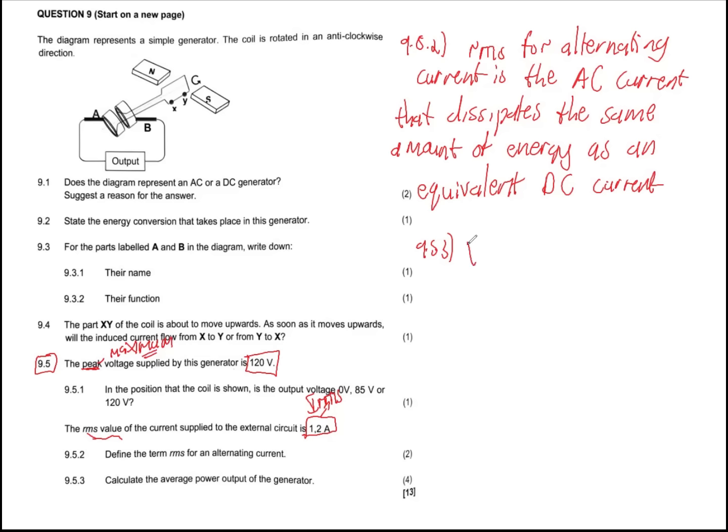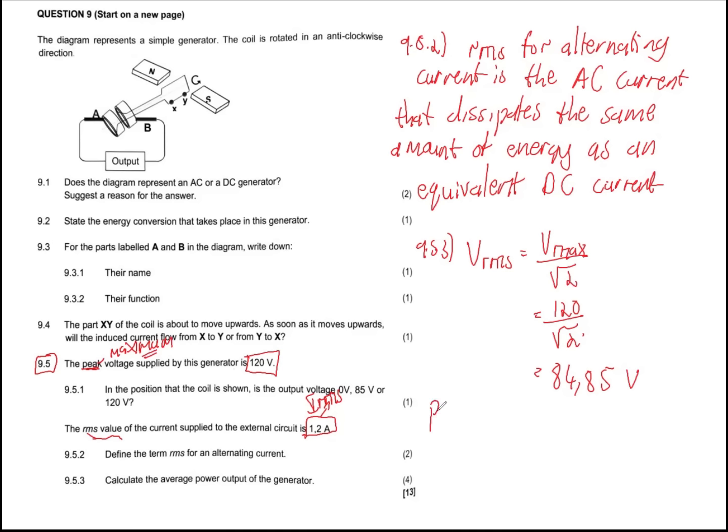So here we need to say VRMS is equal to Vmax over root 2. Now our Vmax is 120 divided by root 2. You will just quickly punch it into your calculator, and that will give us a value of VRMS of 84.85 volts, rounded off to 2 decimal places.